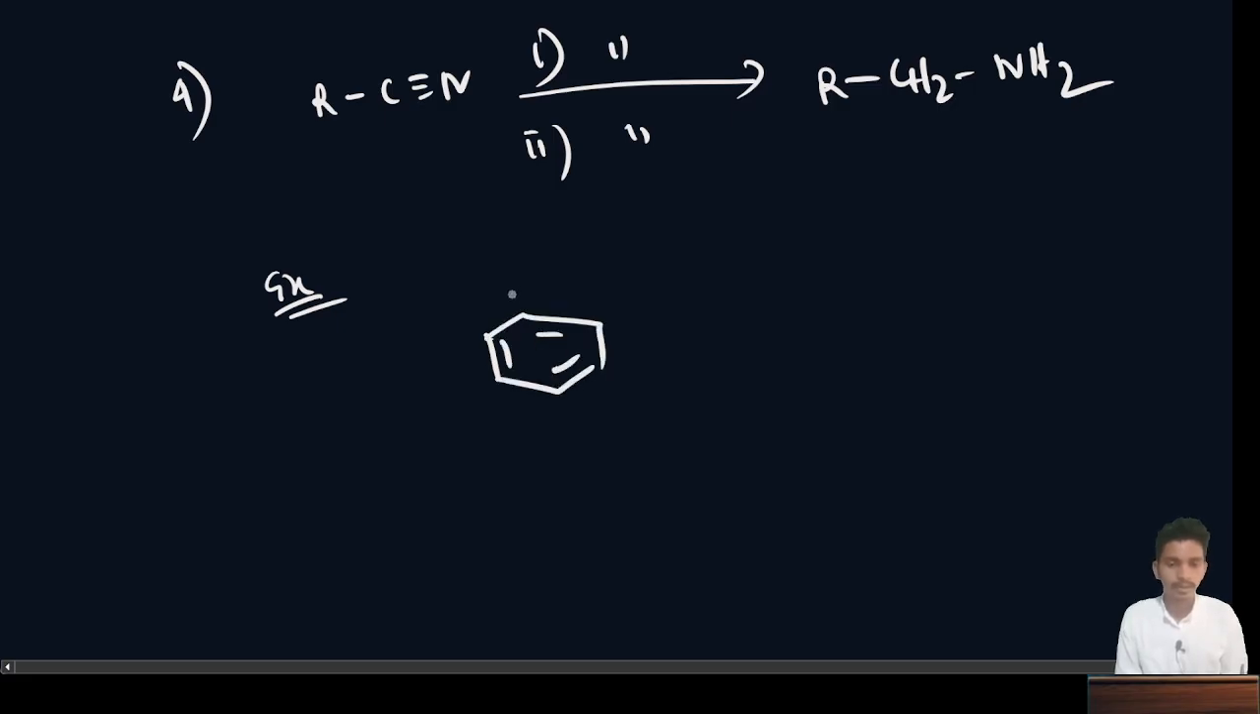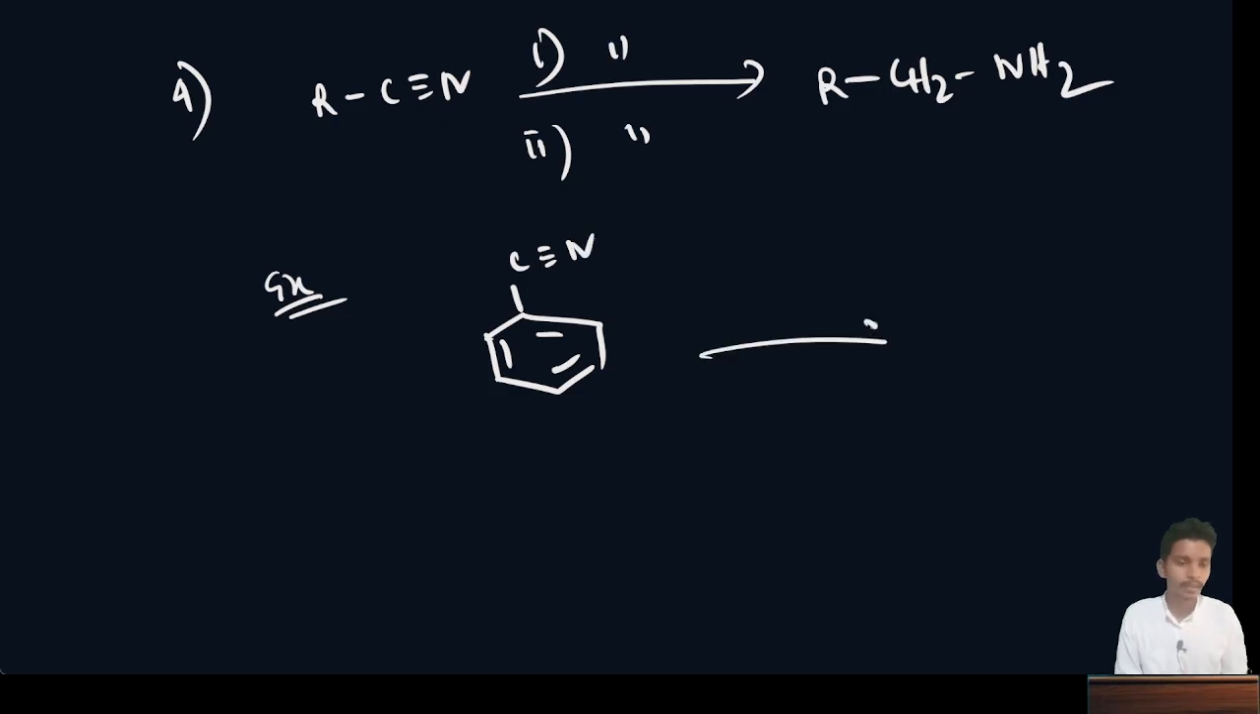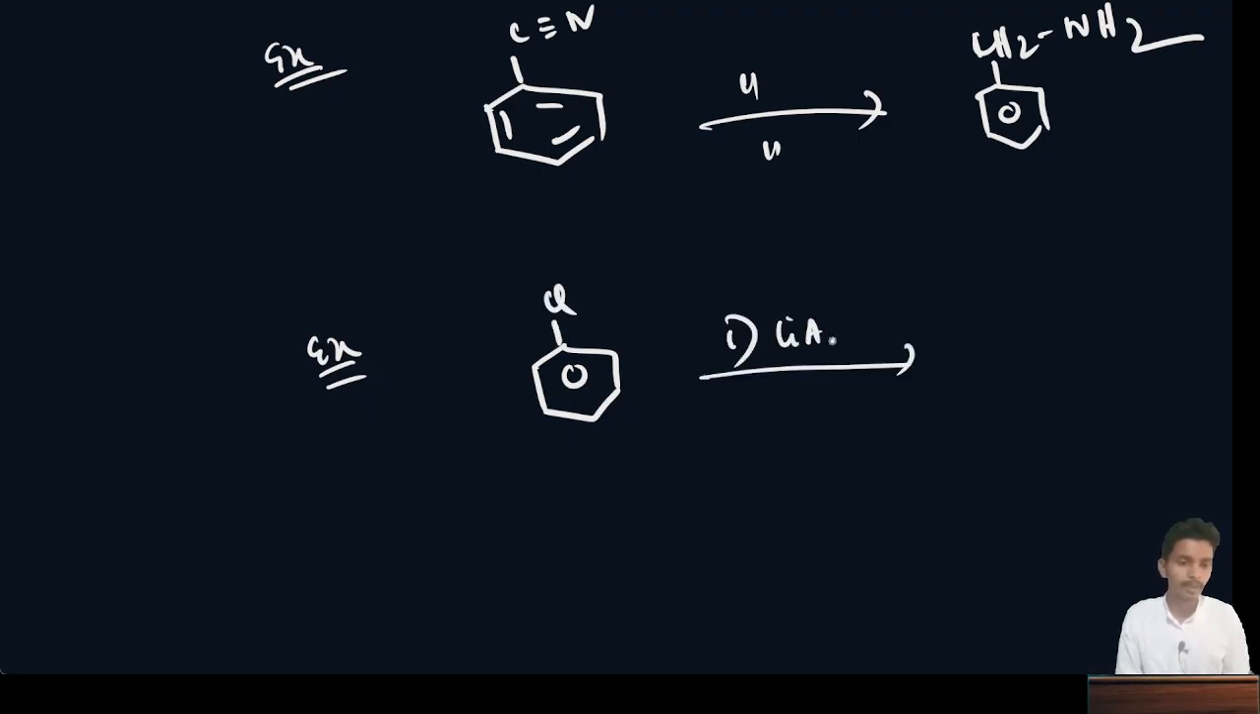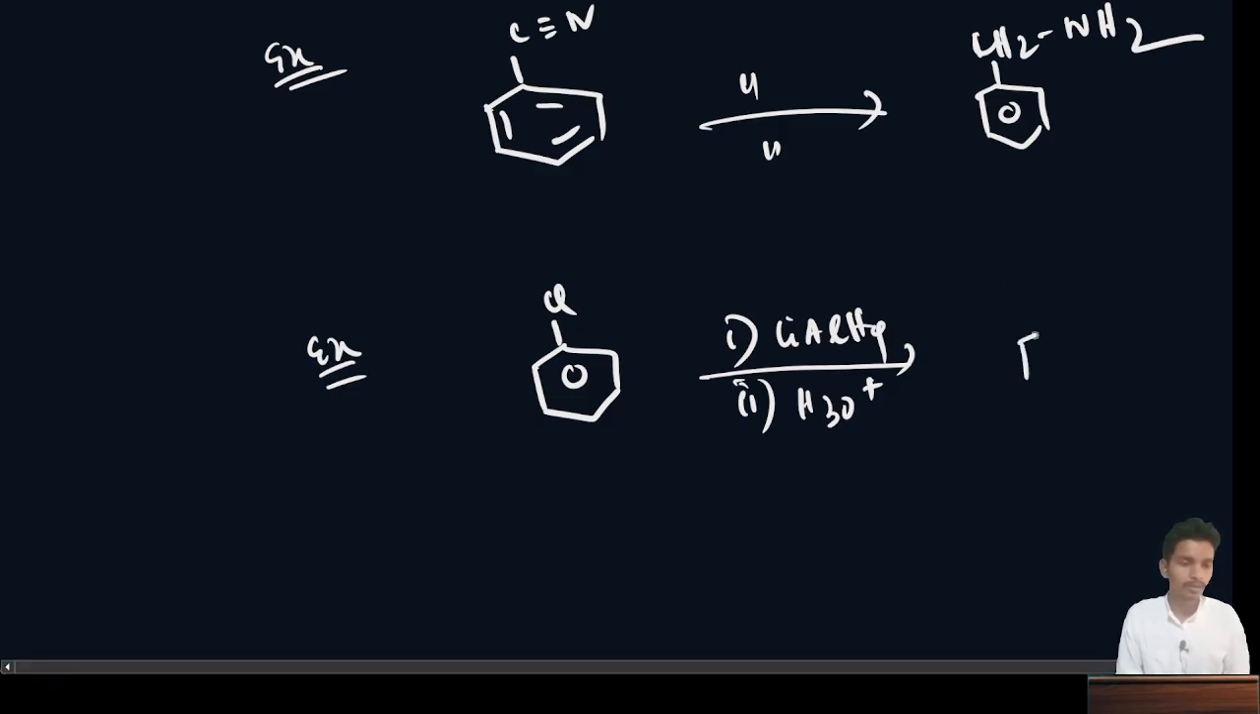let's say this bond and here we have C triple bond N, then also if you give the same reagent, you will get CH2NH2. Okay, and this type of example may also be asked: if a benzene ring is there, and here suppose we have chlorine, and we give the same lithium aluminum hydride and then hydrolysis, then also the chlorine will be replaced and you will get hydrogen.